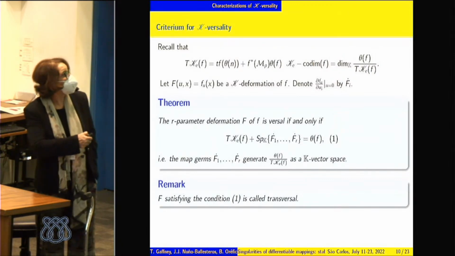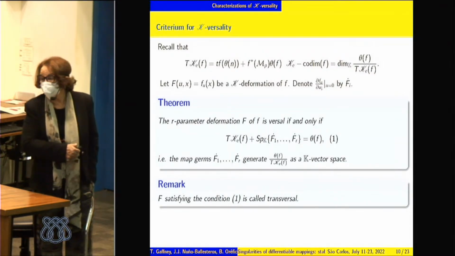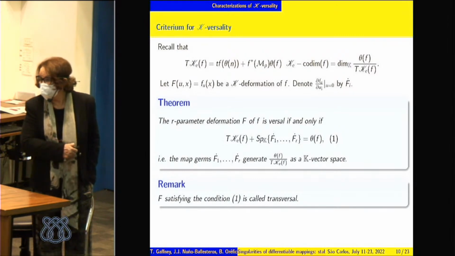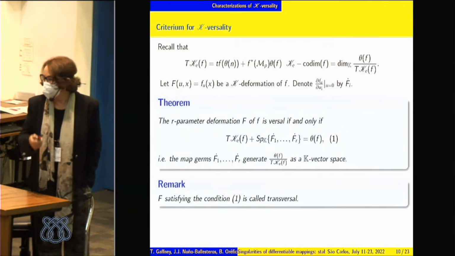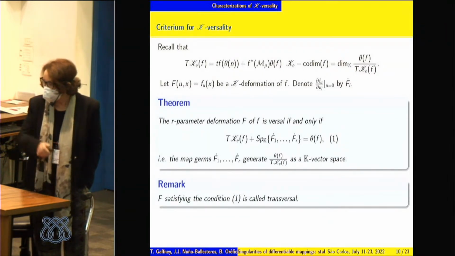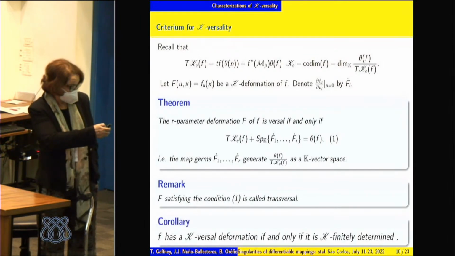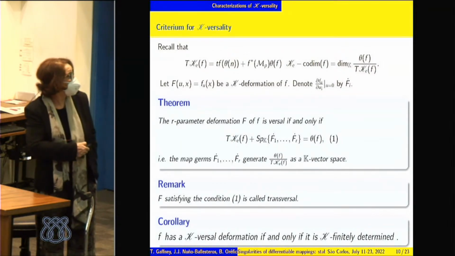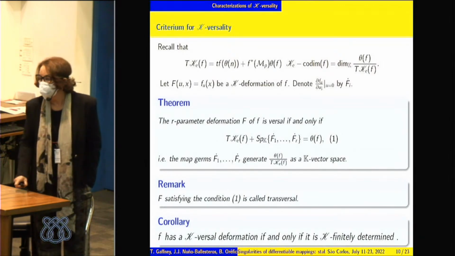But this says more, right? It says that when I look at this quotient, it is generated by a finite number of directions. And we know that if the codimension is finite, the germ is finitely determined, and vice versa. So in fact, we can state that the condition that F has a K-versal deformation is equivalent to saying that F is K-finitely determined. Okay?